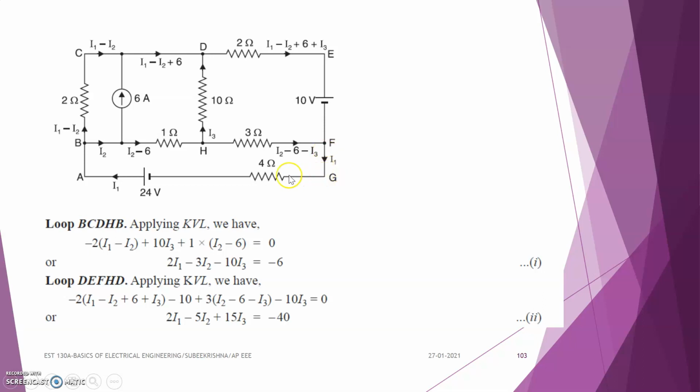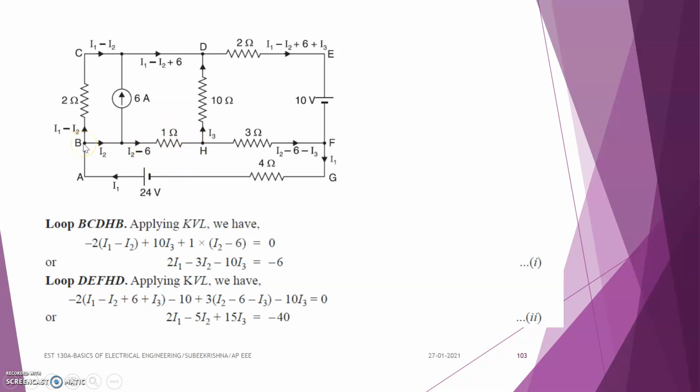That is, the current which is flowing through this 4 ohm resistor is taken as I1, and that I1 is flowing through this 24 volt battery, and it is coming to this point B. And the current which is flowing through the next section, that is the BH section, is I2, and from this node a 6 ampere current is flowing in the upper direction. So the current which is flowing in the other section, from here to here, is I2 minus 6 ampere, which is flowing through this 1 ohm resistor.